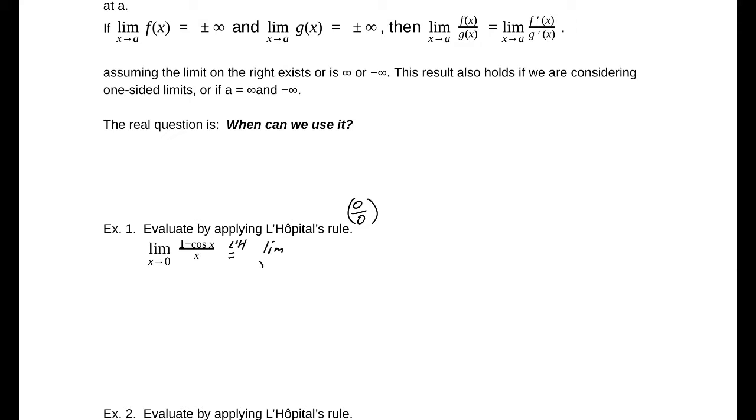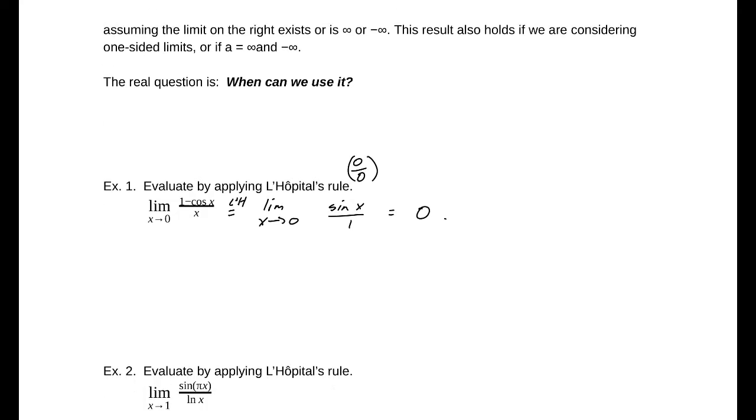Keep my limit as x approaches 0. The derivative of 1 minus cosine x is sine x. And the derivative of x is 1. So now that we can evaluate this, the limit is then 0. And that's all there is to it. Make sure it actually applies, but then take the derivatives and then see if you can evaluate from there.